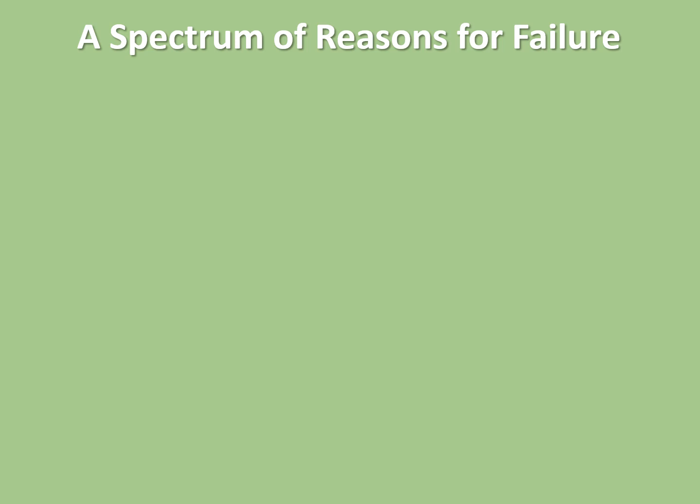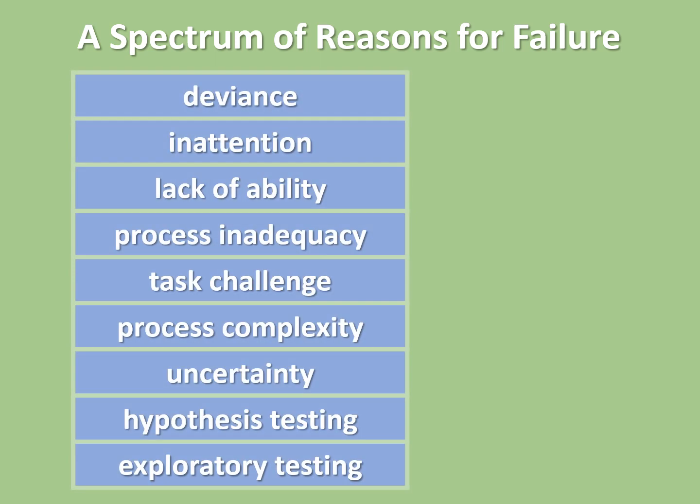So I started looking at industry, where they're a bit more brutal about these sorts of things, and they come up with a spectrum for reasons for failure. As you can see, we have some pretty full-on reasons like deviance and inattention and lack of ability, but then down the bottom we have some reasons which we might be a little bit more favourable about. So uncertainty, that you were testing a hypothesis or doing something exploratory, so it was quite likely you were going to make a mistake because you were doing something for the first time or taking some risks.